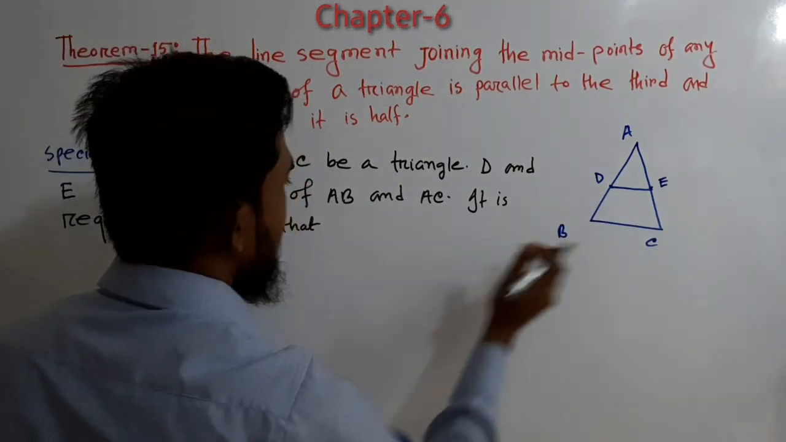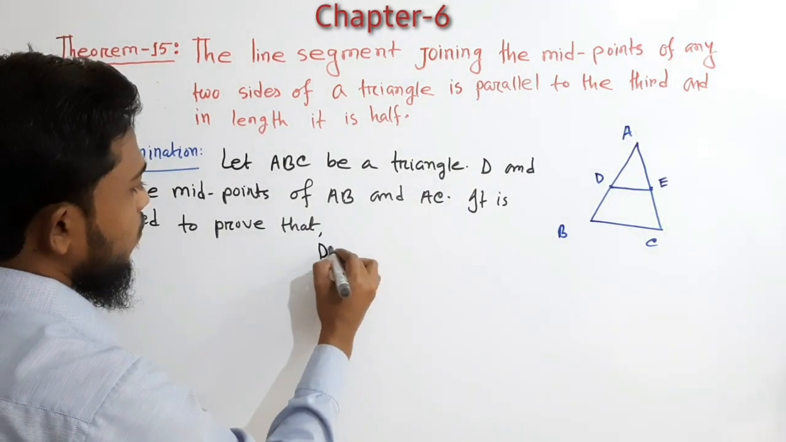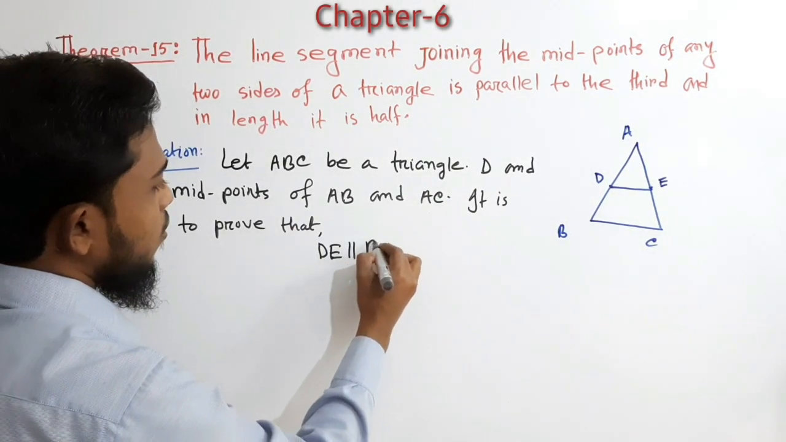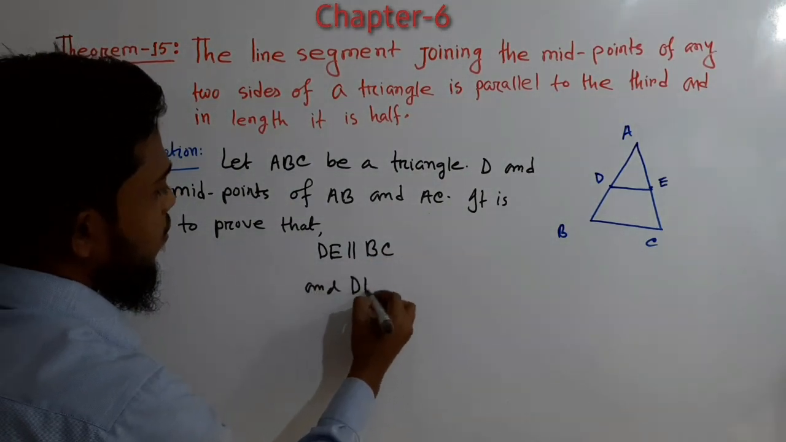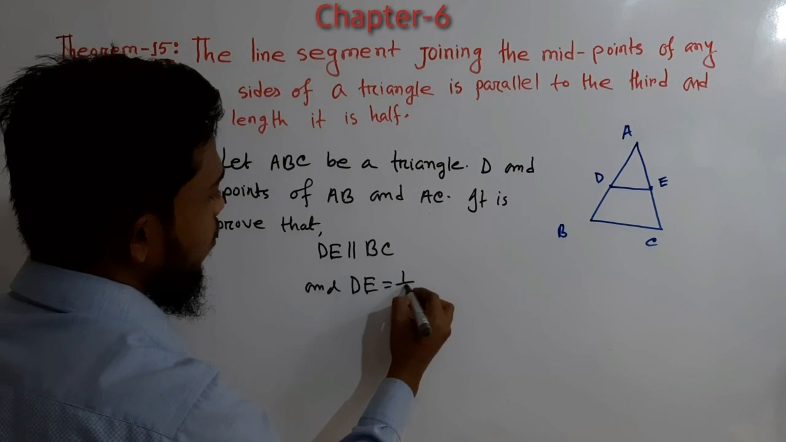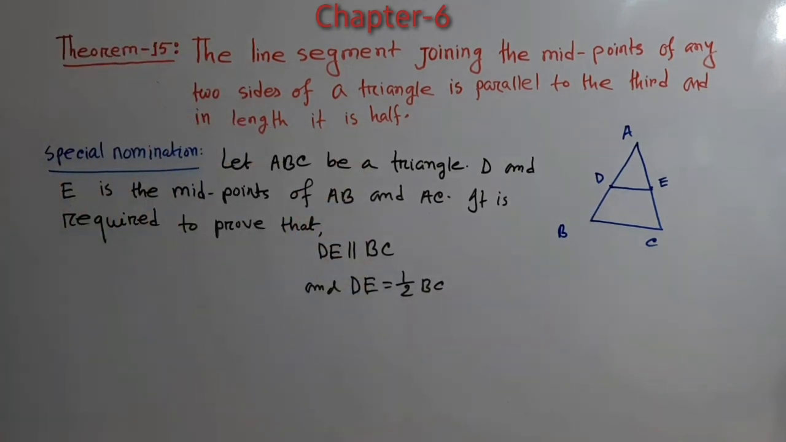DE parallel BC, and DE equal to half of BC, according to our statement. Dear student, look at our drawing part.